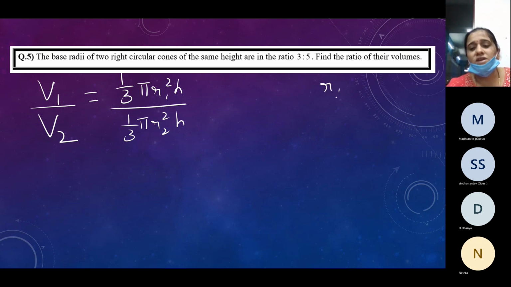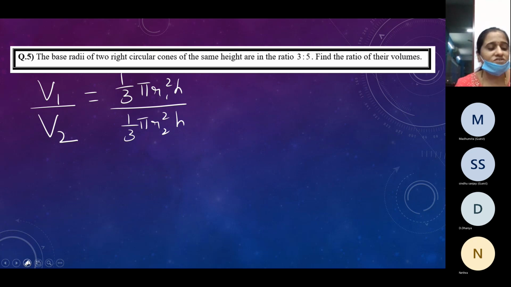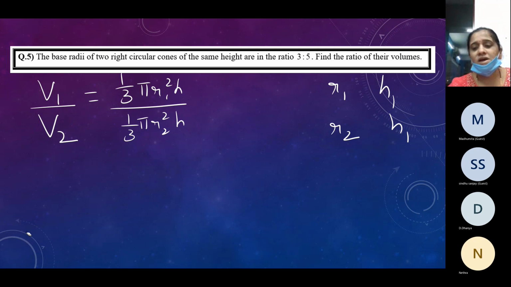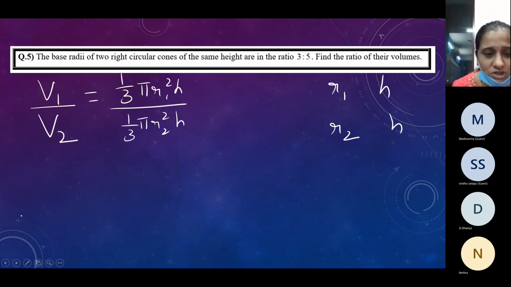The radius is different, so R1, R2. The height of both the cones is the same, so H. If the heights were different, then H1, H2. In this case, the heights are the same, so H, H. So we have 1 by 3 pi R1 square H by 1 by 3 pi R2 square H.